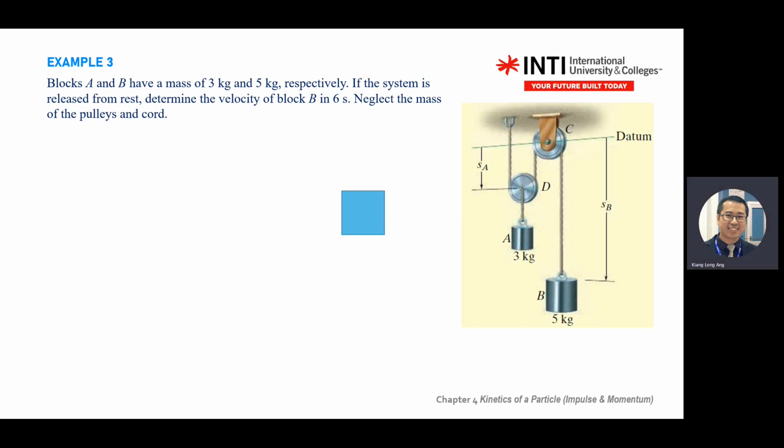Which one is positive? Which one going up is positive? You tell me. I'm asking you the datum for A and B. Which one going where is positive? Going up positive. How do you know going up is positive?